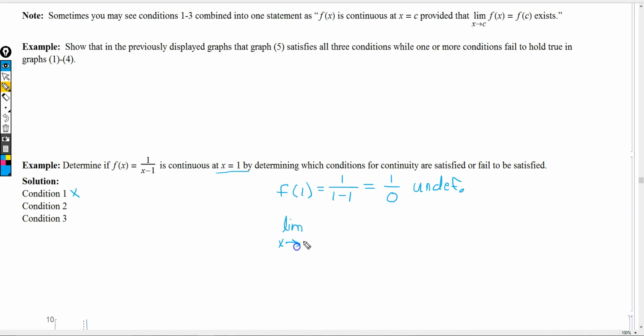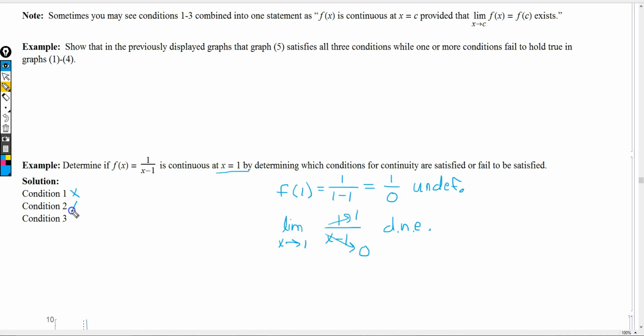Limit as x approaches 1 of 1 over x minus 1. Well, that's going to DNE, right? Because the top is approaching 1 as x approaches 1. The bottom is approaching 0. Well, it depends, either from the right or the left it's approaching 0, depending on which side x is approaching 1 from. And so this limit is going to DNE.